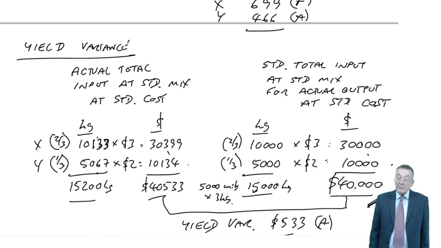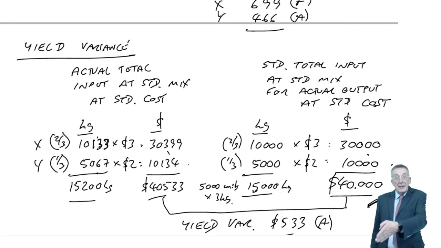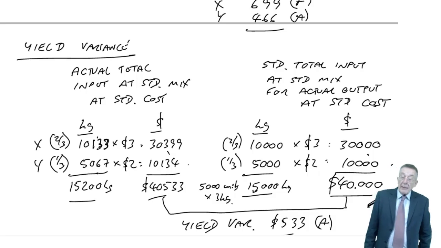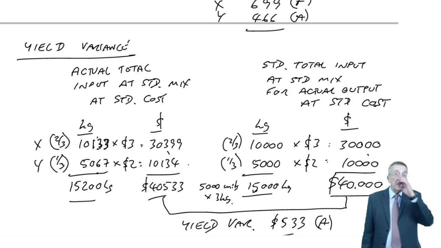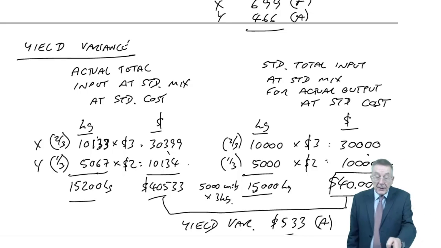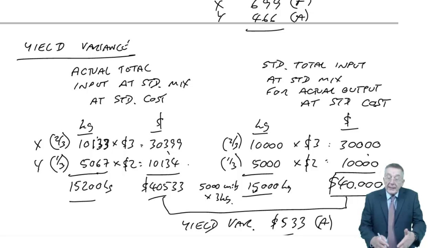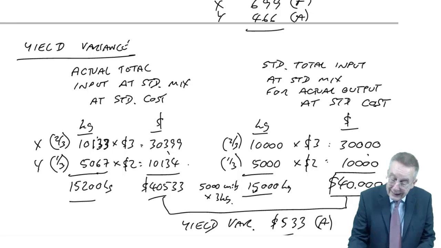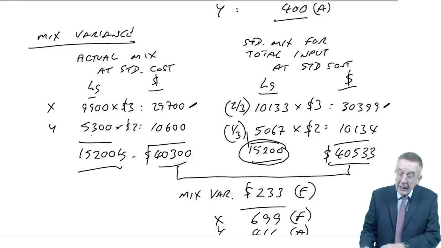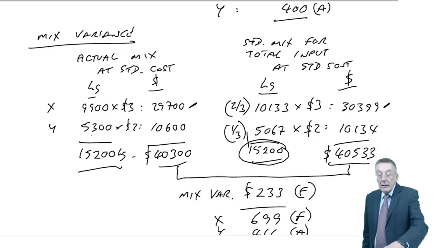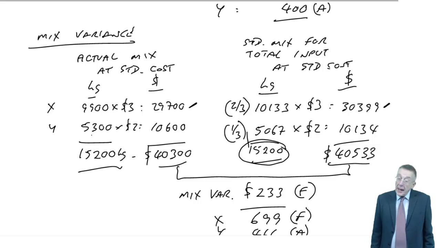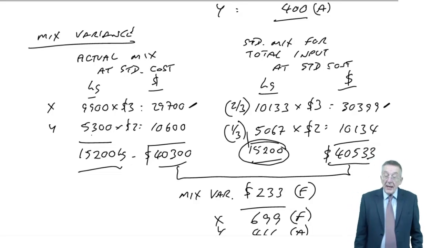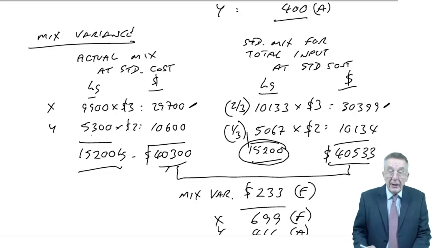If everything went perfectly, we'd have spent 40,000. Why didn't we spend 40? First thing we did went wrong. We ended up wasting some material. We used more material than we should have done for some reason. That cost us 533. So why didn't we spend 4533? What else went wrong? It should have been 4533 at the correct mix. We mixed it differently. But by mixing it differently, we managed to save a bit of money. 233. So we should have spent 4,300.